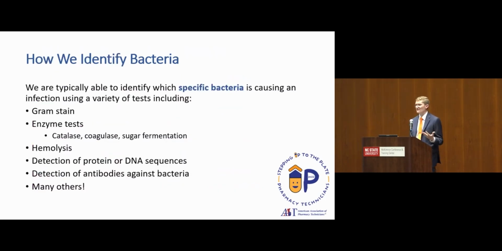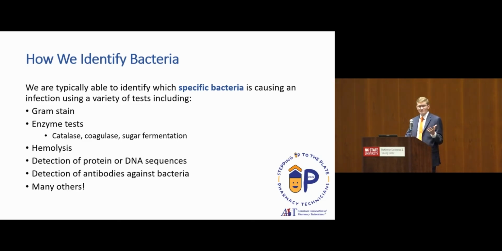So how do we identify bacteria? We need to identify which bacteria is causing an infection. What kind of tests can we use to identify which bacteria may be causing an infection? Well, there's numerous different tests, a few of them listed here. One being a gram stain, which is one of the most common tests used to differentiate bacteria, and that's what we use to differentiate those pink and purple bacteria, the gram-positive and the gram-negative. And we'll talk more about that on the next two slides.